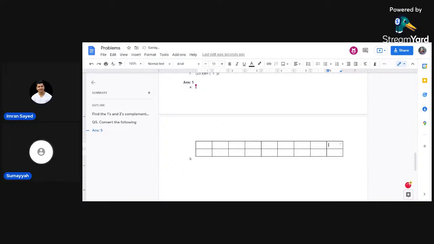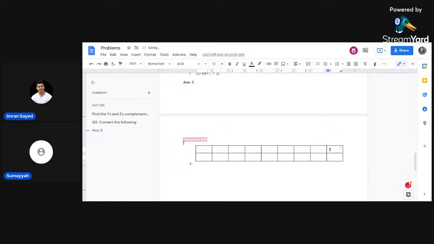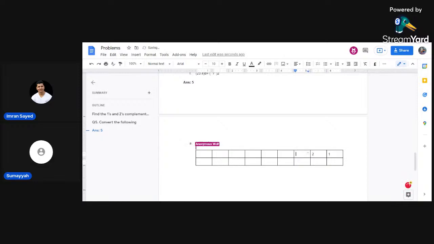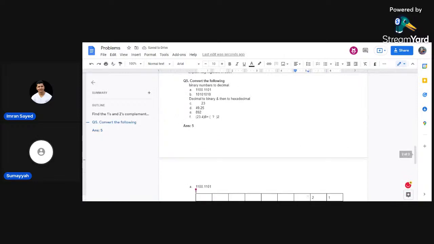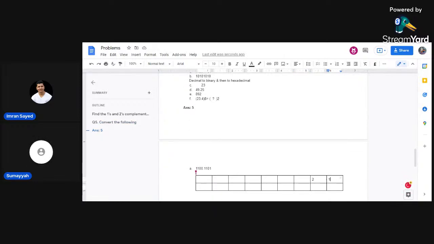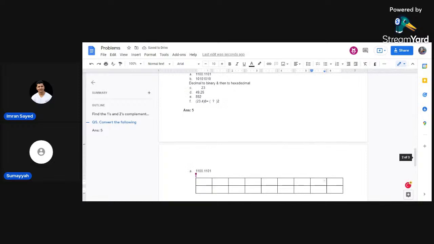So first is 2 raised to 0. I'll just write 1. And then 2. Oh, actually it has a decimal point, so can't do it like this. Okay, I'll write the binary number first. It's 1100.